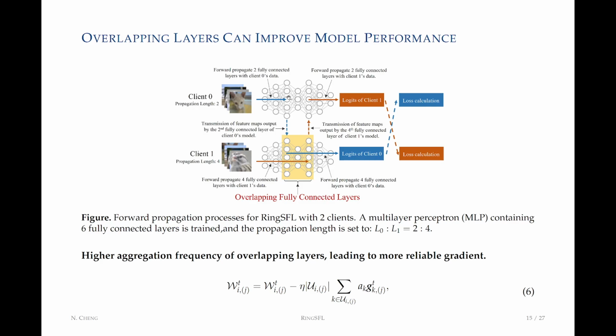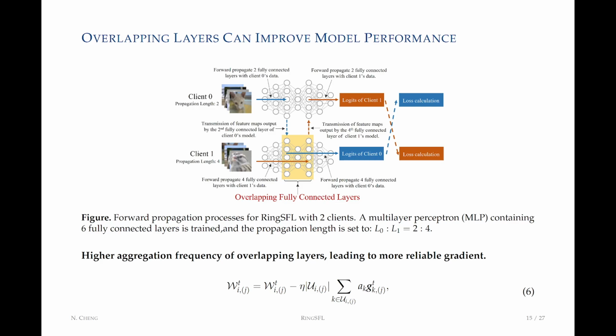The blue arrow in the figure indicates the forward propagation path of client 0, and the red arrow indicates the forward propagation path of client 1. It can be noticed that in the local model of client 1, its third and fourth fully connected layers are passed by both the blue and the red arrows, which are trained by the data from both client 0 and client 1, and we refer to these two layers as the overlapping layers. During backpropagation, the gradients of client 0 and client 1 on these two overlapping layers will be aggregated together.